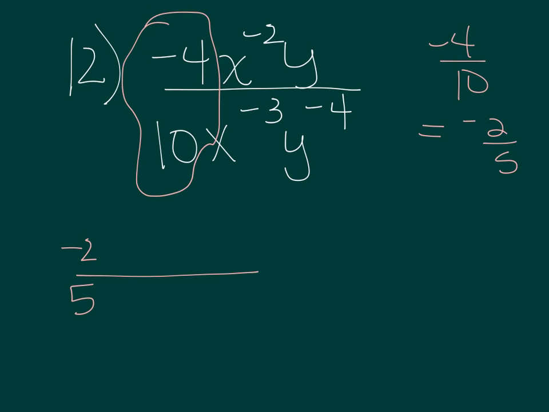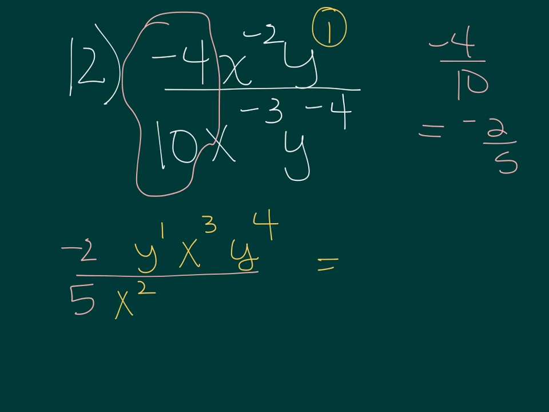Okay, now we're ready to move our exponents. So x to the negative second has to go to the bottom and becomes positive. The y has an imaginary 1 on it, and it's positive, so that's going to stay on top. On the bottom, I have x to the negative third. That's got to go to the top and become positive. Y to the negative fourth needs to go to the top, so it is a positive exponent.